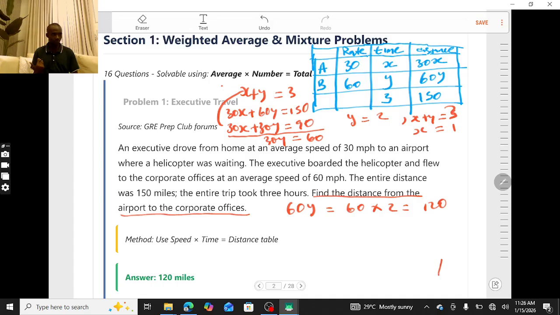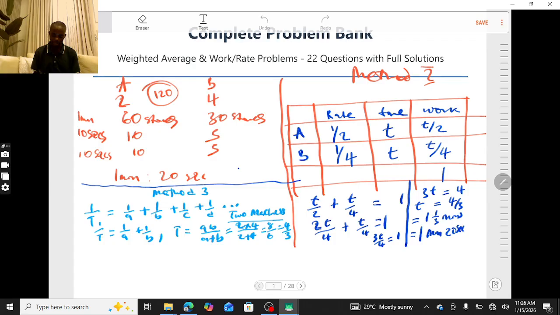Wait, can we go back to the other? Okay, all right, we can. Yeah, it's here. Okay, rate time work. Yeah. That is the second method. Yes, the second method. Rate time work. Okay. Can we move on now? Yeah, we can move on. Okay.